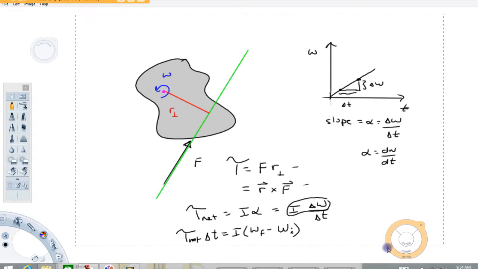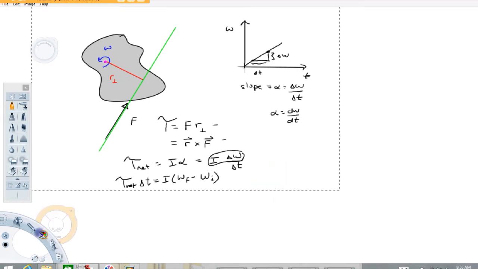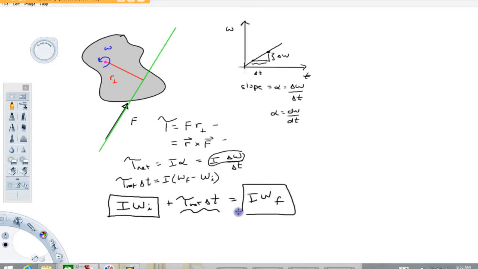So it's pretty easy to rearrange this equation so that it takes this form. If I take this product and put it on the left, it says I omega initial plus this net torque times delta t equals I omega final. This equation is saying whatever my initial angular momentum is, plus any torque times delta t, that's equal to my final angular momentum.